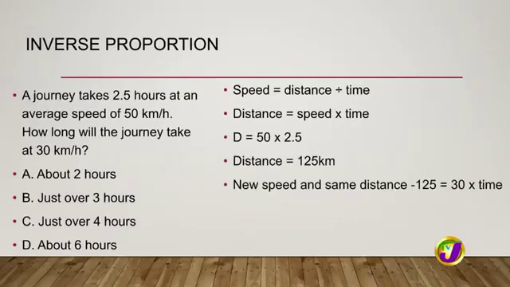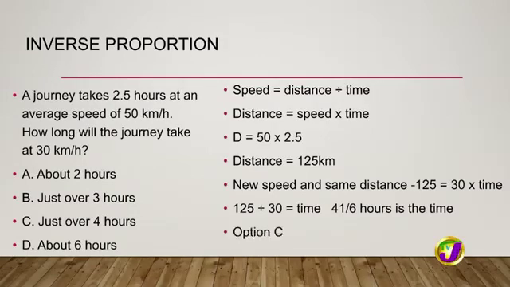We can substitute this into a new equation because we now have a different speed we're working with. So 125 is equal to 30 multiplied by the time. We need to find the time. So we transpose for the time, of course. Time is equal to 125 divided by 30, which gives us 4 and 1/6 hour. Now let's look at the options. You have 2 hours, you have just over 3 hours, you have just over 4 hours, and about 6 hours. Clearly, you must realize that it's choice C because it's just over 4 hours. So those are things that you need to pay attention to.